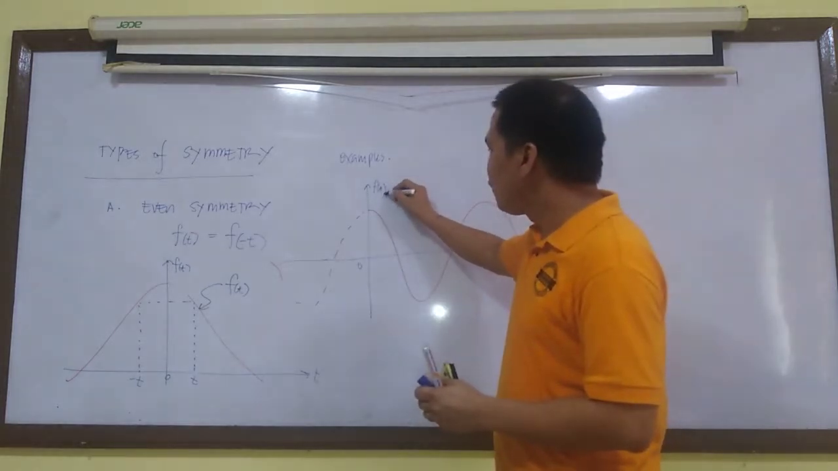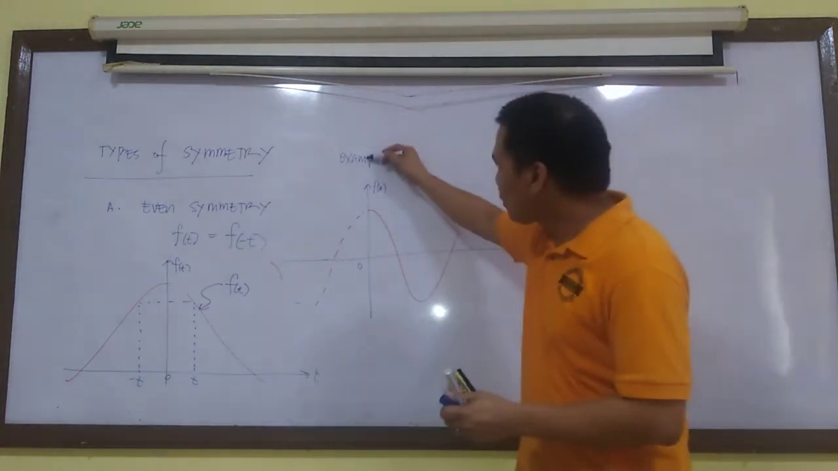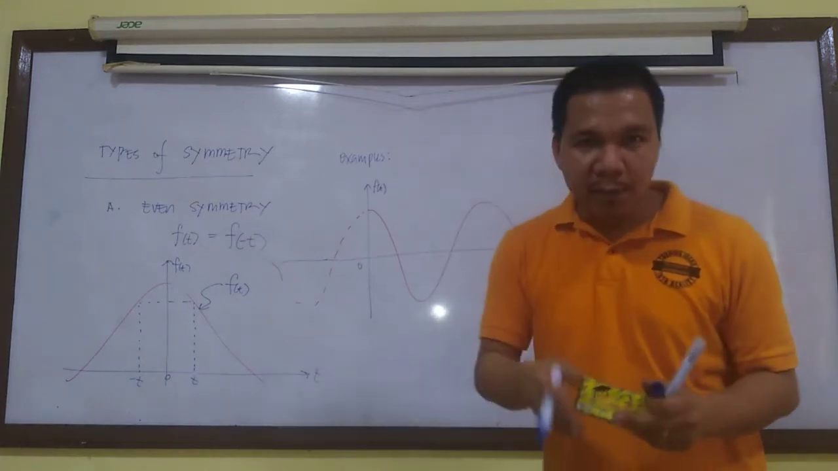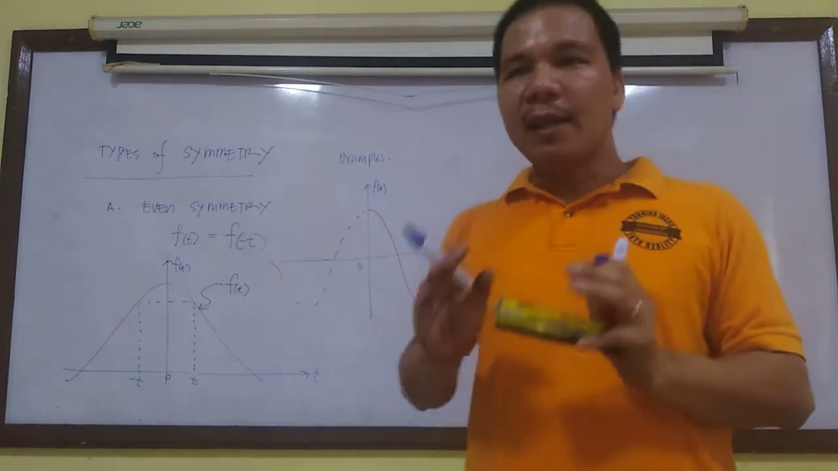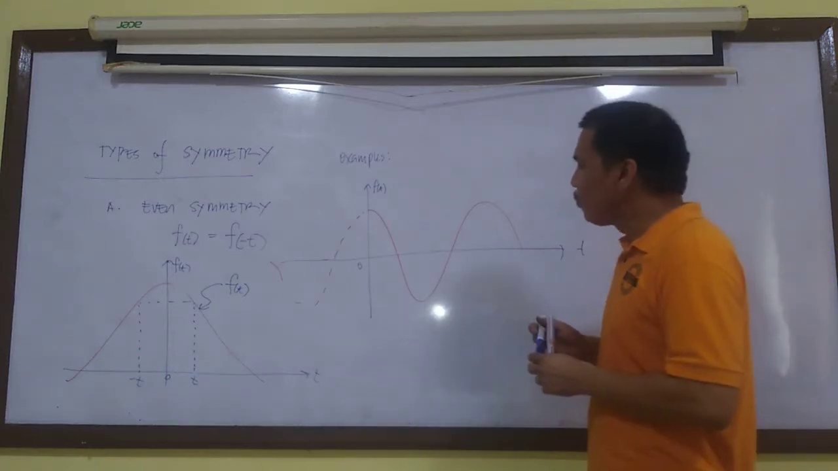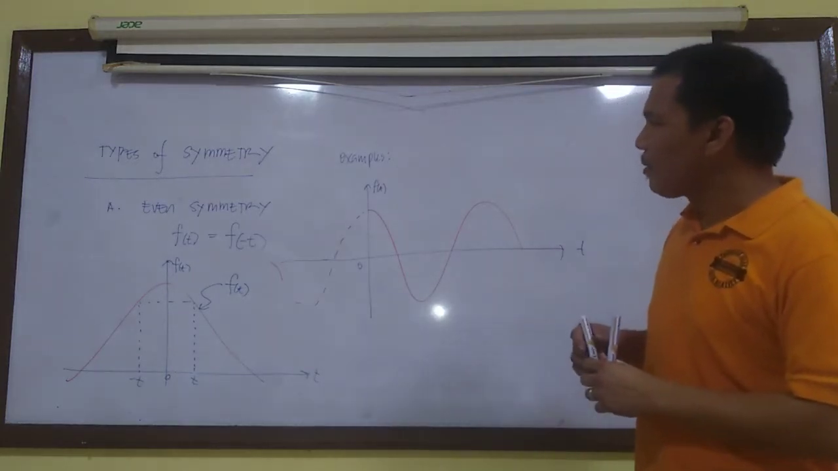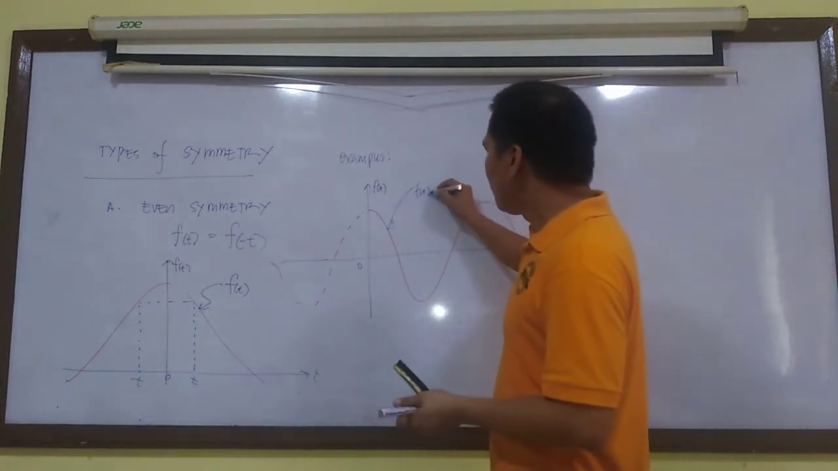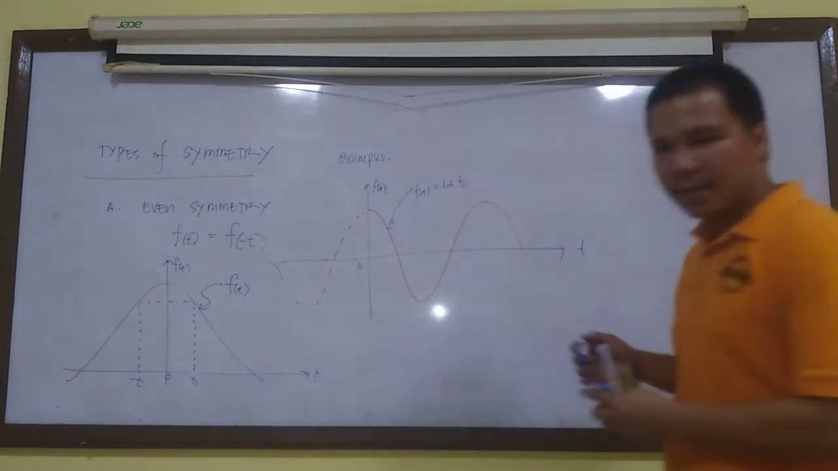This is your function of t, and this is your t. This is the axis of symmetry. Meaning to say, the axis of symmetry will divide your function identically into two. So that is your axis of symmetry. These are the examples. This is your function of t equals cosine of t.